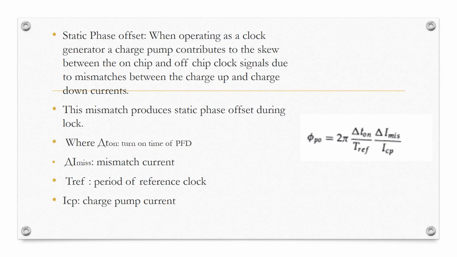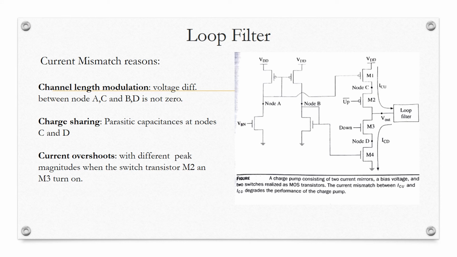used for the VCO to bring the lock condition between its own signal and the signal which is coming from the outside. So these are the characteristics: static phase offset. The mismatch between, you can say, your up and down signal generates the static phase offset. Then this is the loop filter shown in the circuit. Current mismatch will occur because of 3 different problems: channel length modulation, charge sharing, and current overshoots, which in detail we will be discussing in the lecture.